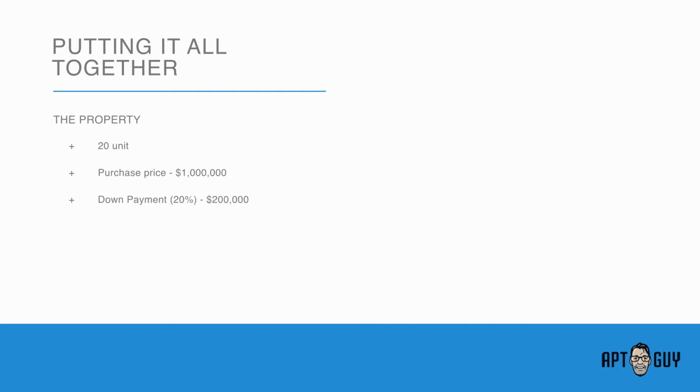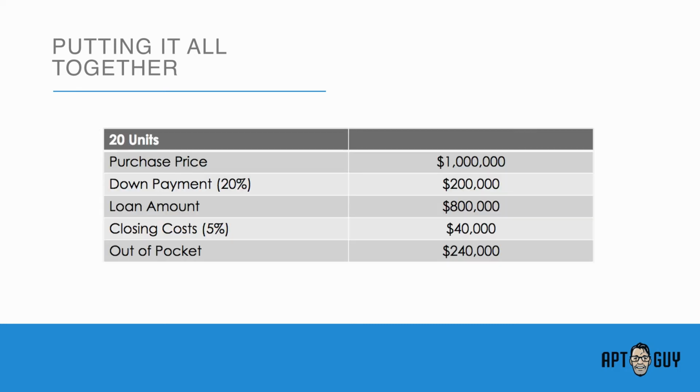For the down payment, we're going to assume that you get an 80% loan, or a 20% down payment. So you're going to have a $200,000 down payment. Your loan amount will be $800,000. Your closing costs will be estimated at 5%, or $40,000. And your out-of-pocket total is $240,000. That's basically the amount of money that you have to write in a check at the closing table. It's the exact same information, just presented in a different form.